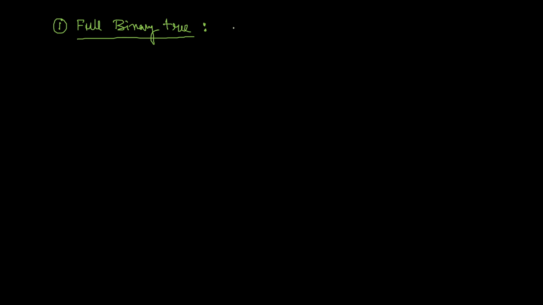What is a full binary tree? It's very easy. The criteria is that each and every node has either 0 or 2 children. I'm sorry, it should be each and every non-leaf node. No, non-leaf node is not there, because either 0 or 2. So the presence of 1 is not there.